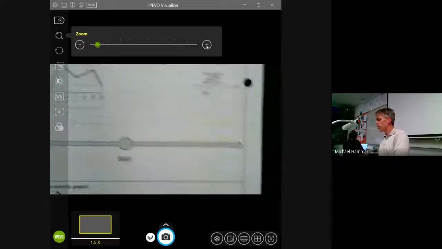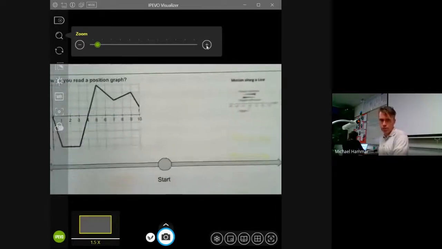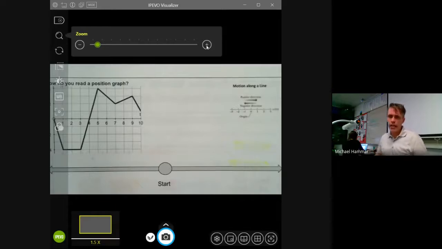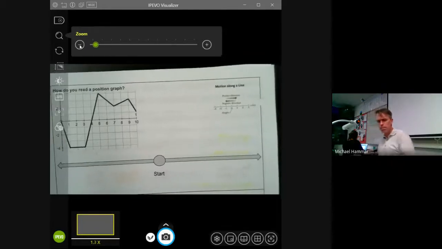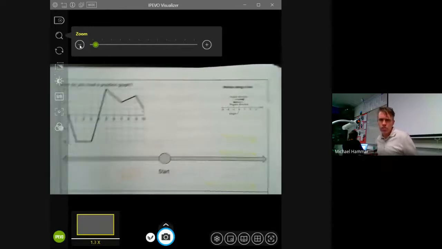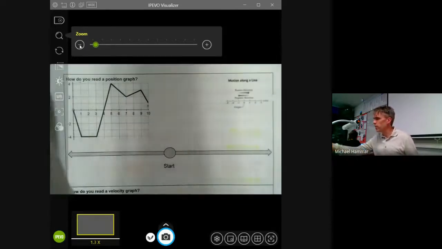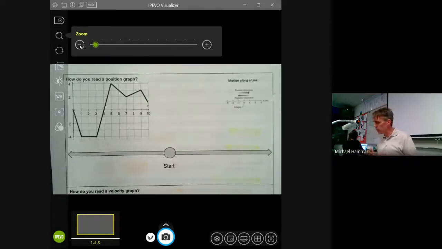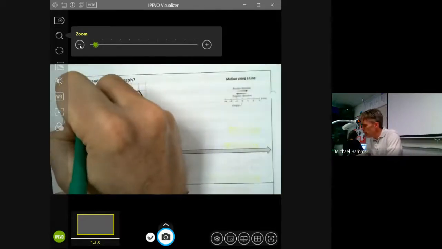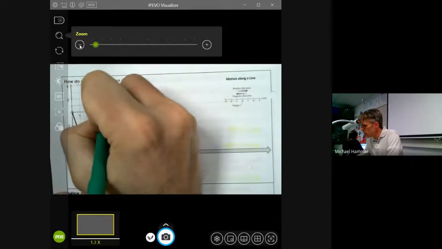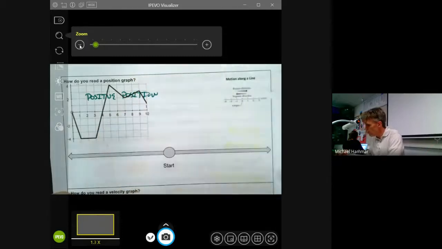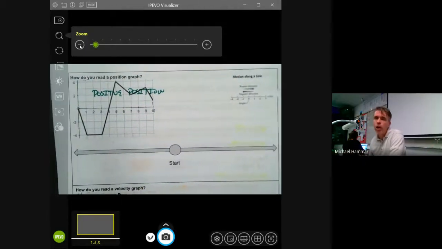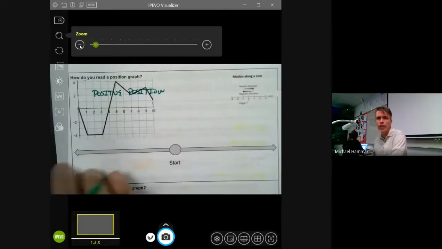Now, this is the big part of what we are going to do. So today we are going to take a look at how to read and understand what these graphs are doing. So how do you read a position graph? Okay, so there's a couple things you always need to note about position. The first thing is that this is positive position. What that means is when we look at position, we're always talking about an object moving in a straight line back and forth.